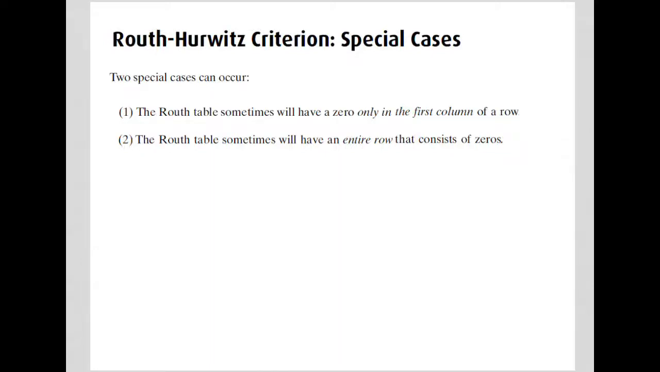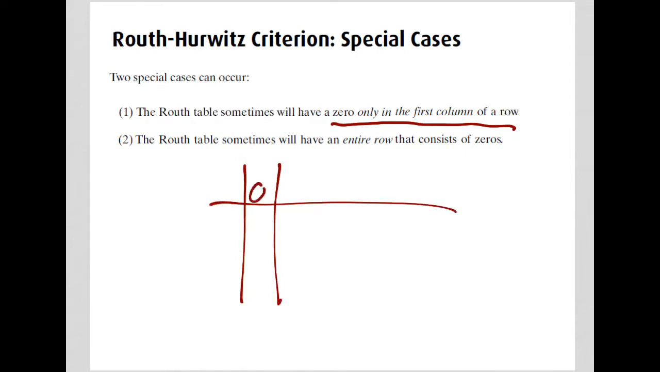Now let us discuss some special cases of Routh Hurwitz criteria, and how these cases can be taken care of. The first special case is that sometimes the Routh table has 0 only in the first column of a row. The second case is that it has an entire row that consists of zeros. So these are two special cases that we have to deal with. Then we will discuss how these special cases are dealt with.